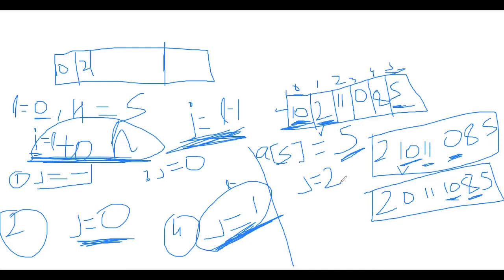Okay. And then we will swap pivot with j. So when we swap the pivot with j, what will happen? Where was j? j was here, right? So the array becomes 2, 0, 5, 10, 8, and 11.